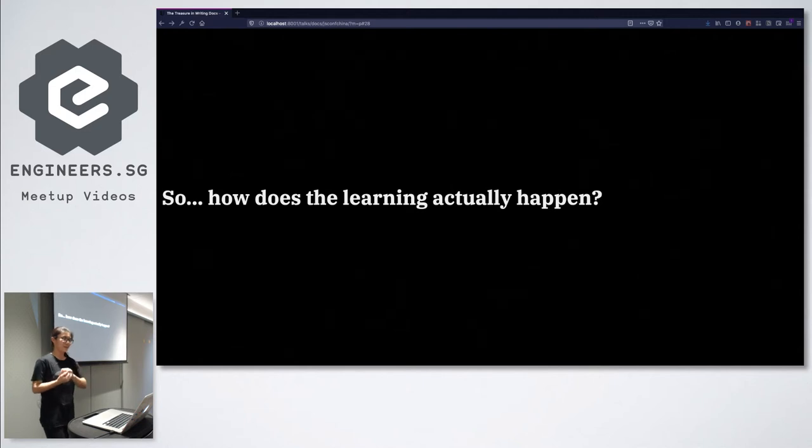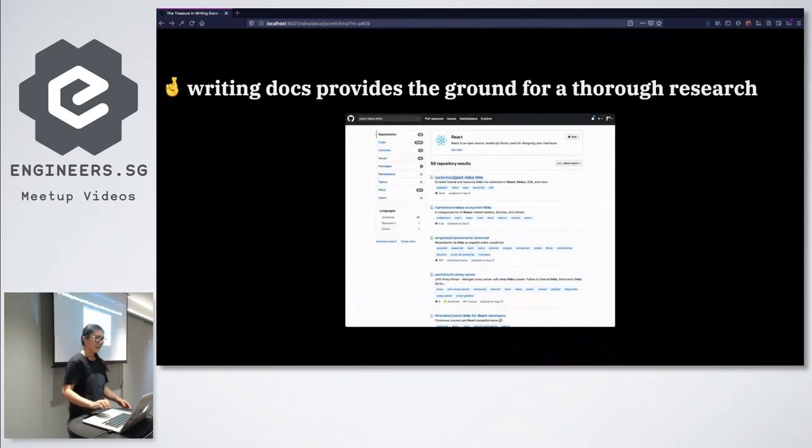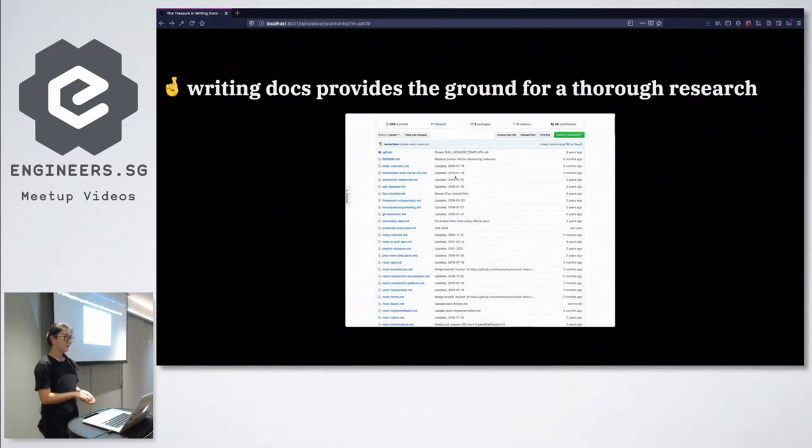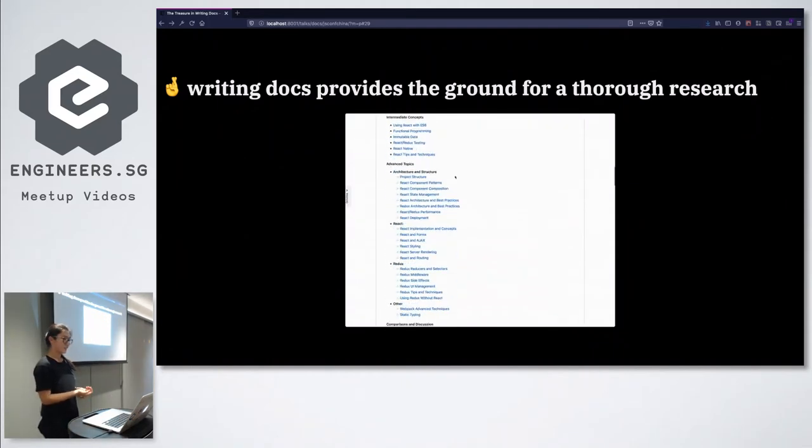I think I wouldn't have done my talk right if I did not tell you how exactly the learning happened. You may have heard the suggestions from a lot of senior developers who encourage you to work on documentations, but they may not have time to justify the reasons for you. In fact, I am giving this suggestion to our new joiners now, and today it comes my chance to elaborate. So first, writing docs provides you a ground for thorough research.